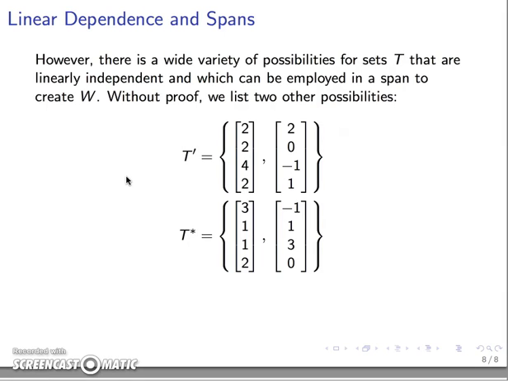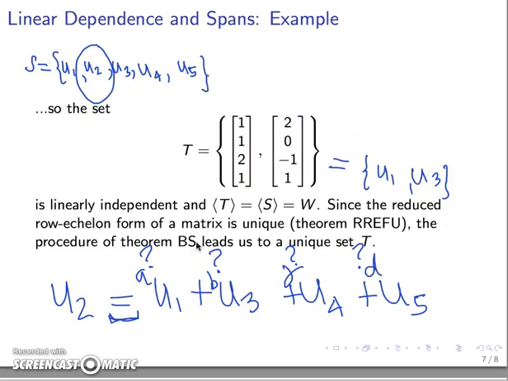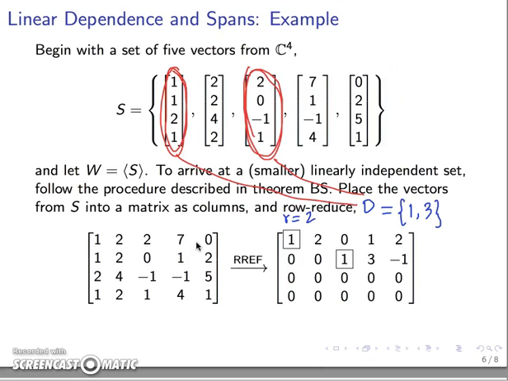So we come to an end here, concluding that there is a wide variety of possibilities for sets T that are linearly independent, which can be employed in a span to create the span of the original set. Remember, W is the span of the original set. In fact, we can come up with two other possibilities. Here is a set T prime, and here is another set T star. Those are subsets of the original set S.